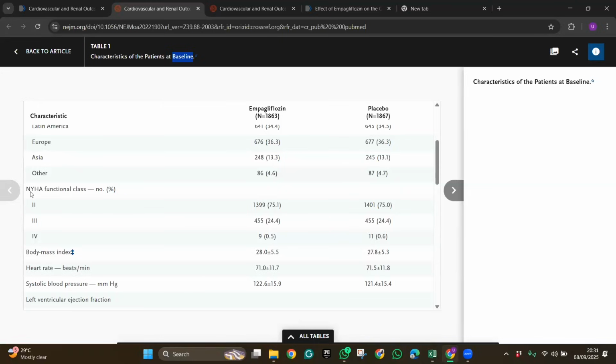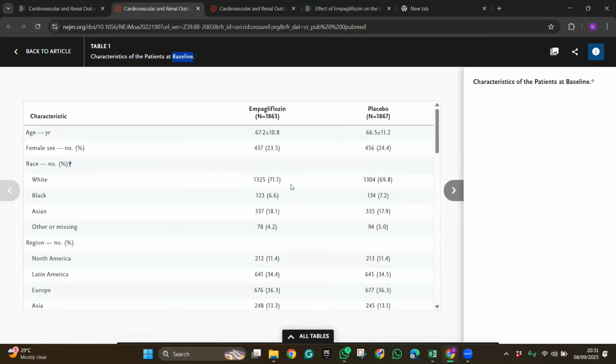Now moving on. One more thing that you need to know is how the data is reported, how the values are reported. There are several ways in which data is reported. It can be reported in the form of whole numbers and percentages, in the form of means and standard deviations, or in the form of medians, etc., right? So how do you identify whether an outcome or a variable is reported in the form of whole numbers and percentages or in the form of mean and standard deviation?